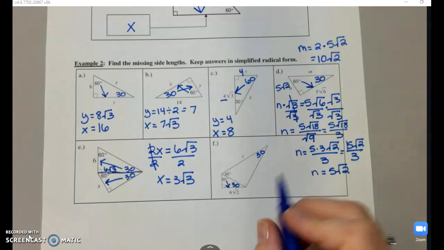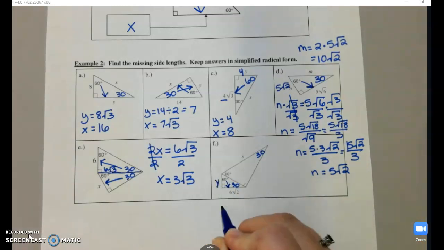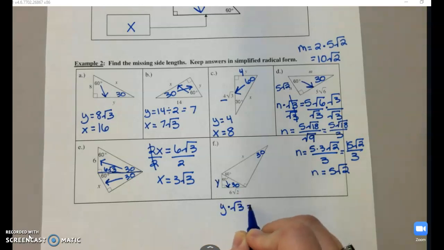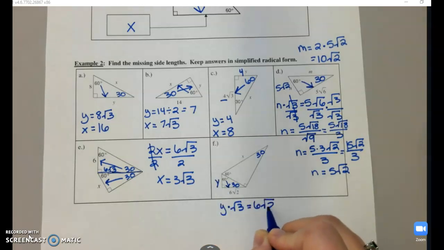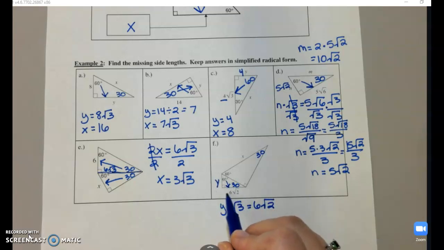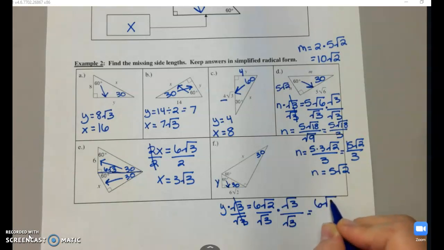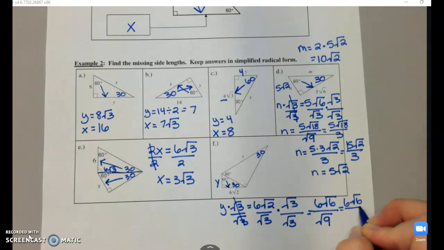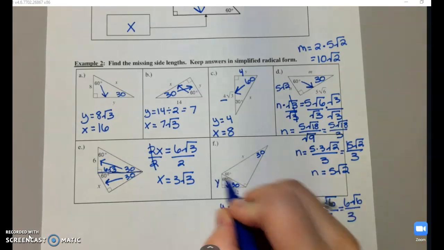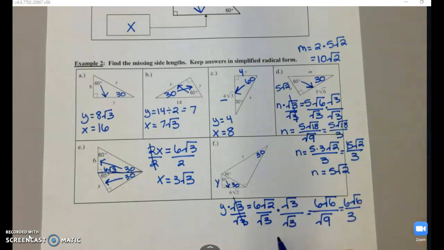So first, I need to figure out, let's call this side y. y times the square root of 3 is equivalent to 6 on the square root of 2, because whatever y is times the square root of 3 gave me this side. So I'm going to solve that by dividing. And again, we're going to have to rationalize. So I get 6 on the square root of 6 over the square root of 9. Of course, the square root of 9 we know is 3. And this simplifies. 6 divided by 3 is 2. So this side y right here is going to be 2 on the square root of 6.